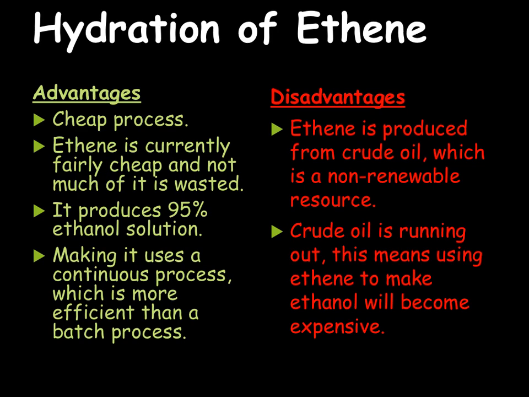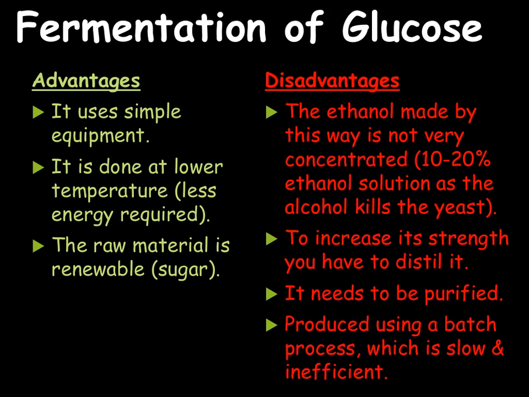However, the disadvantages are that ethene comes from crude oil, so it's a non-renewable energy resource, as well as the fact that crude oil is running out, which means using ethene to make ethanol will become expensive as we run out of the amount of ethene that we have.